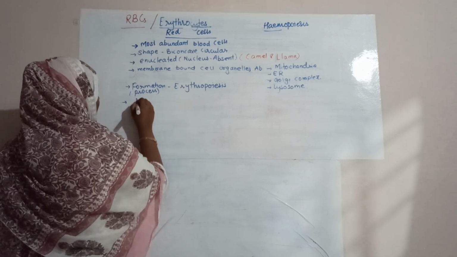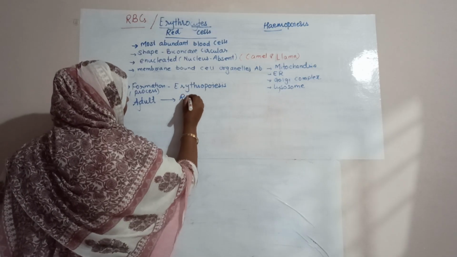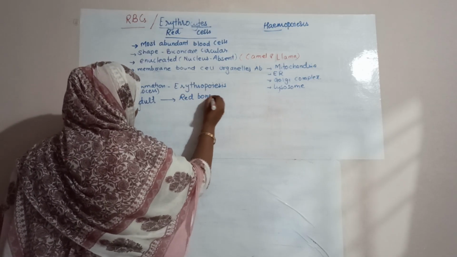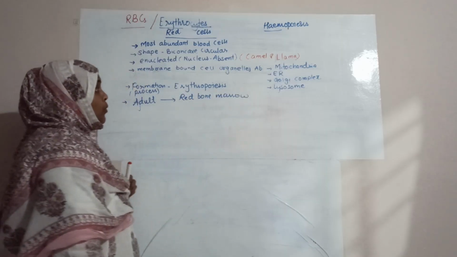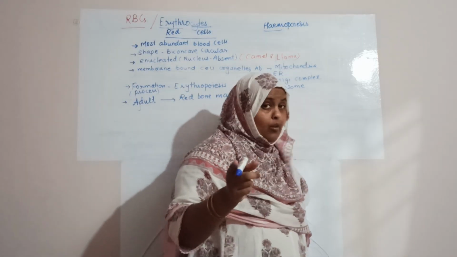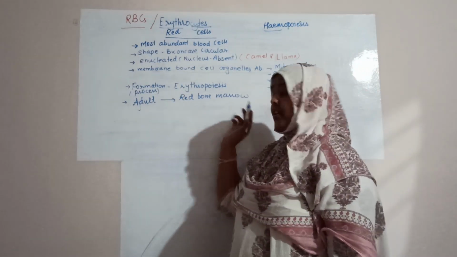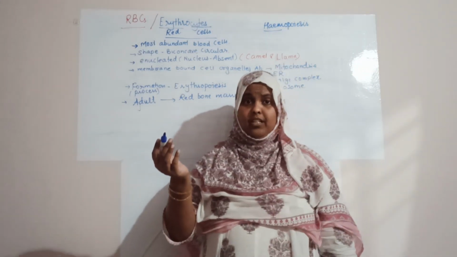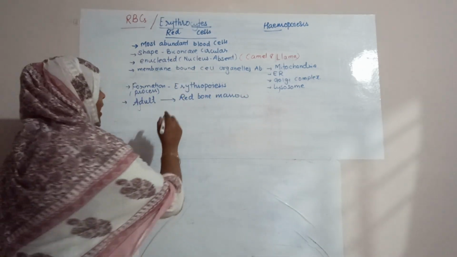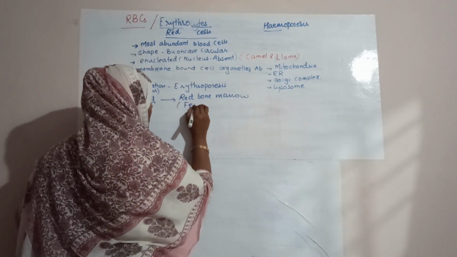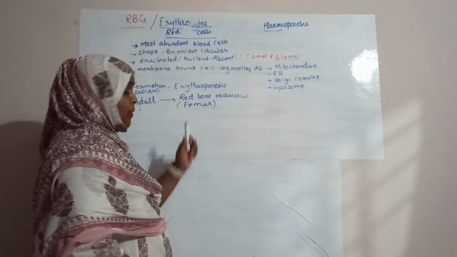So in an adult, the erythropoiesis process happens in red bone marrow. In an adult, it happens where? Red bone marrow. In structural organization, we study two types of bone marrow. One is known as the red bone marrow. The second one is known as the yellow bone marrow. And in an adult, this red bone marrow is present specifically in which bone? Femur bone.